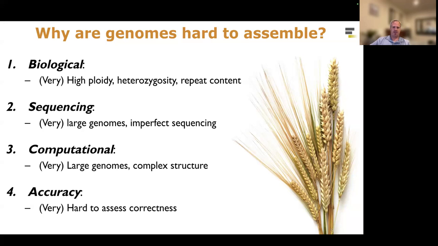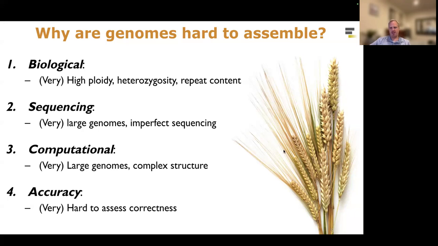The human genome has relatively low rates of heterozygosity where the maternal and paternal haplotypes differ, but with larger genomes, with higher ploidy, there could be more heterozygosity. There can also be very extensive repeat content. Shown here is a picture of wheat that you might eat in your bread or cereals. Certain types of wheat have as many as six copies of every chromosome with a lot of variability between them and a lot of repetitive elements between them. This sort of biologically makes it very difficult to assemble those genomes.